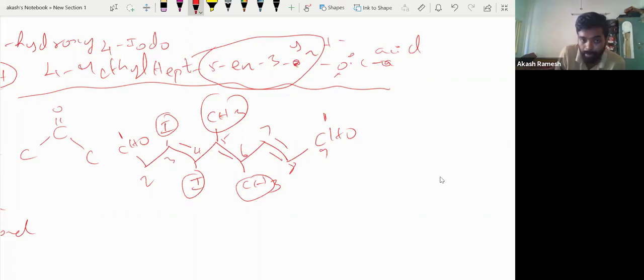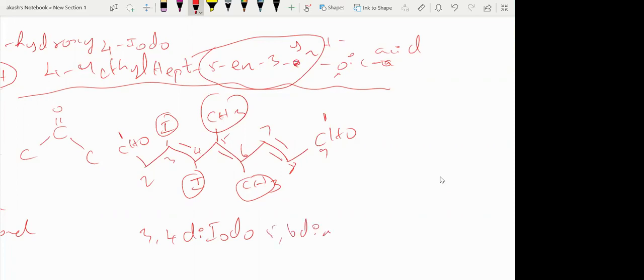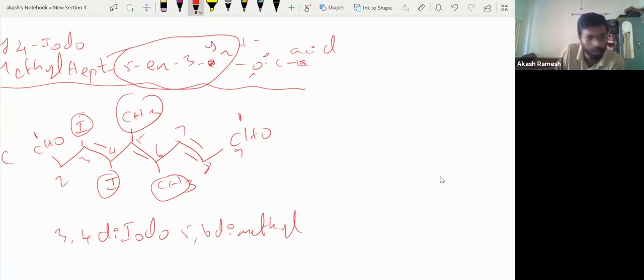So I think I comes first. So it is going to be 3,4 diiodo, right? And then comes this one, methyl groups, that is 5,6 dimethyl, right? And then comes your root word. Root word is very simple, non, because I have 9 carbon atoms, right?